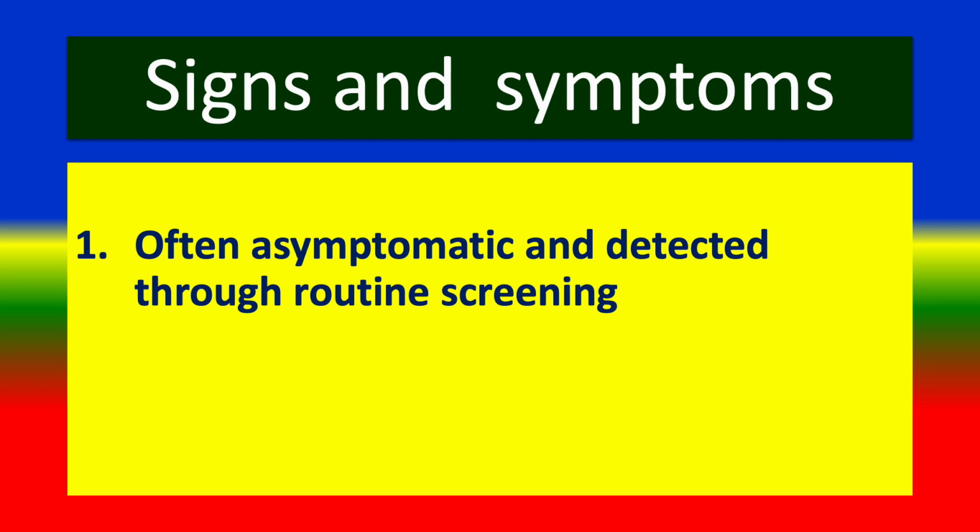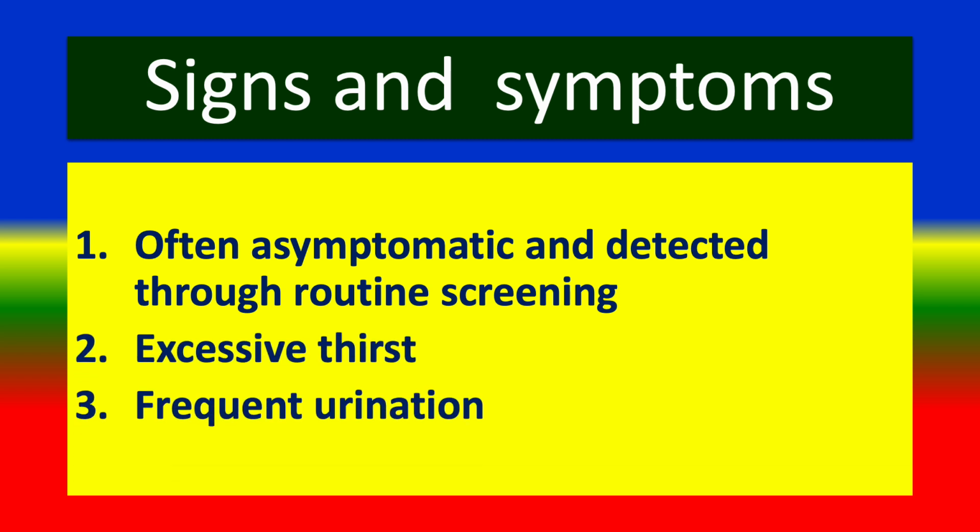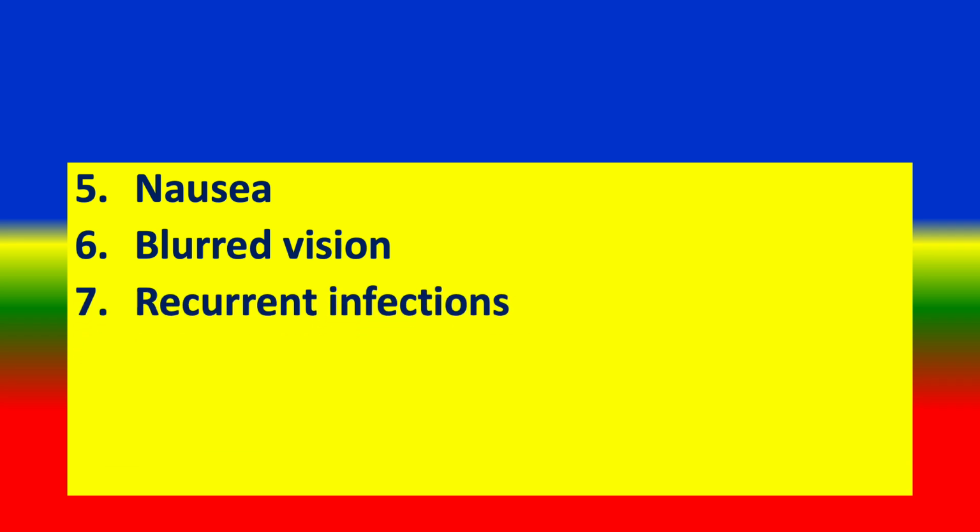Signs and symptoms: 1. Often asymptomatic and detected through routine screening. 2. Excessive thirst. 3. Frequent urination. 4. Fatigue. 5. Nausea. 6. Blurred vision. 7. Recurrent infections.